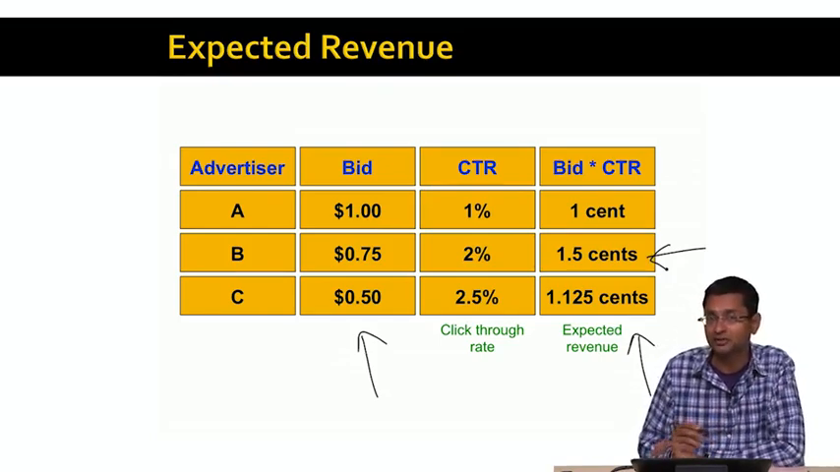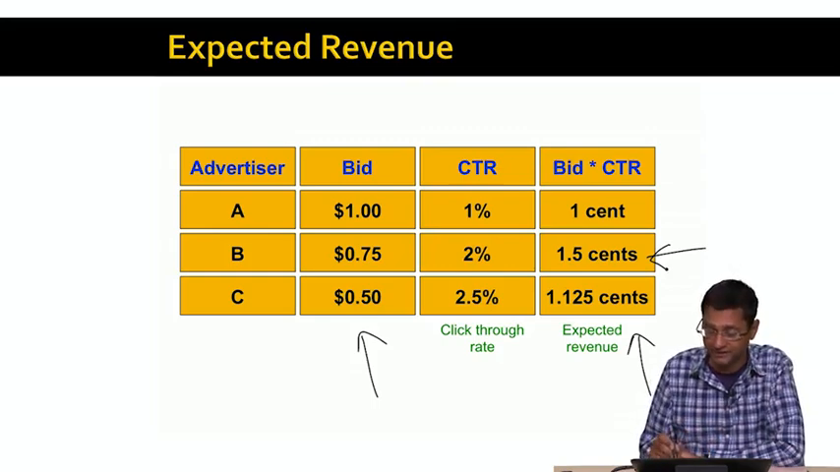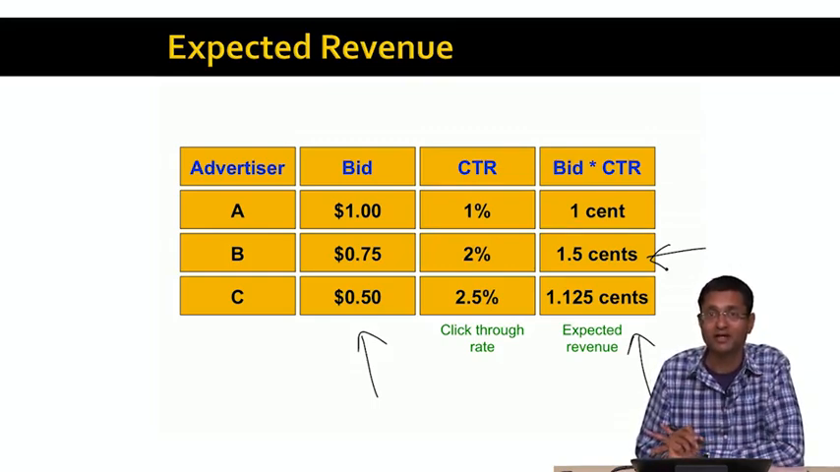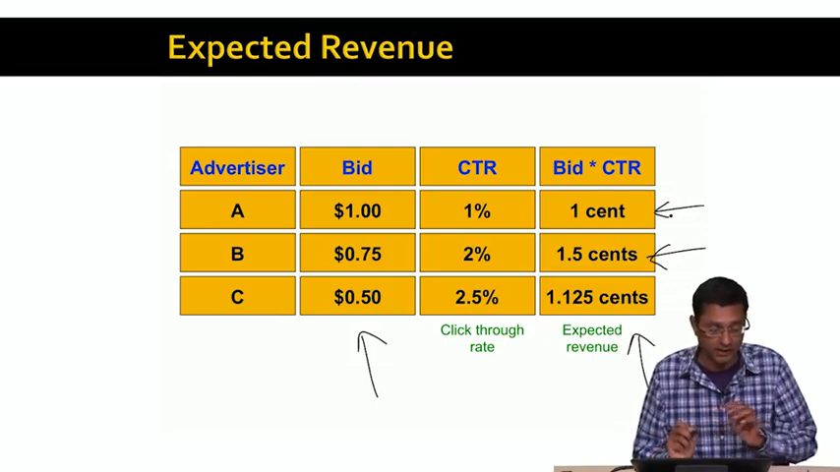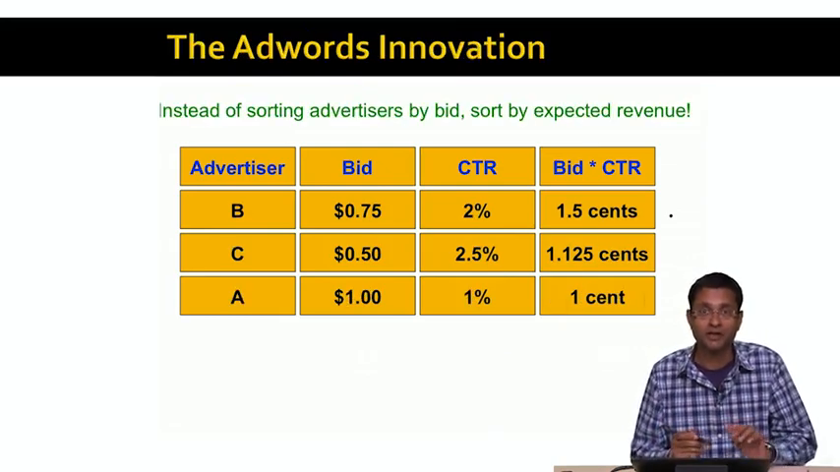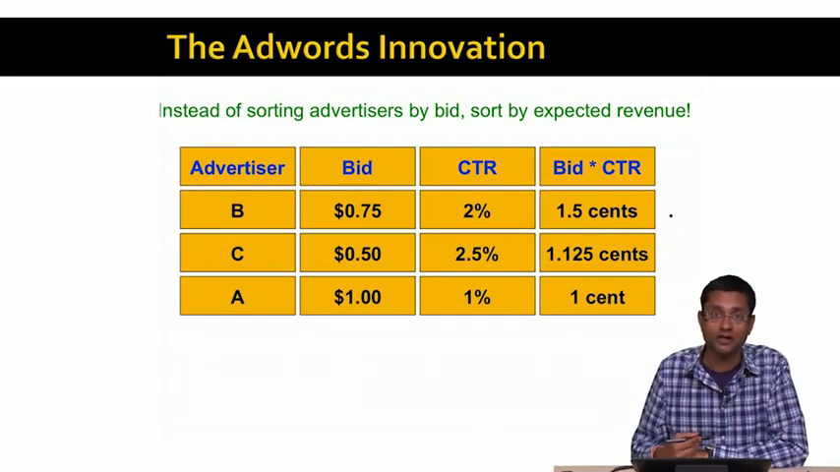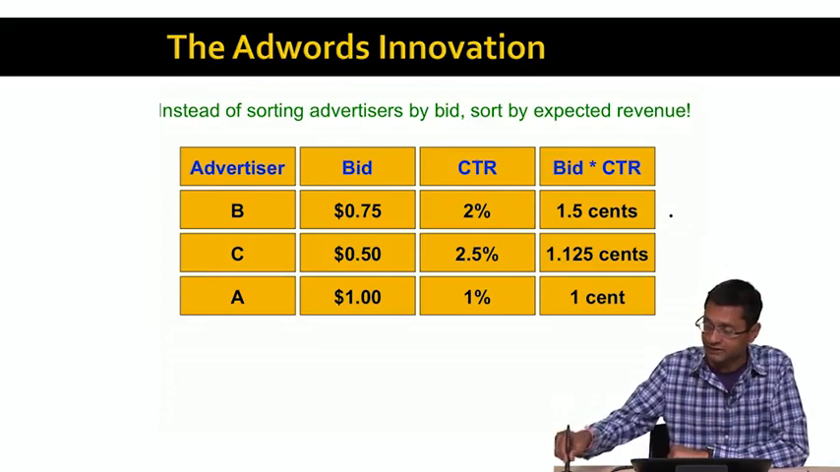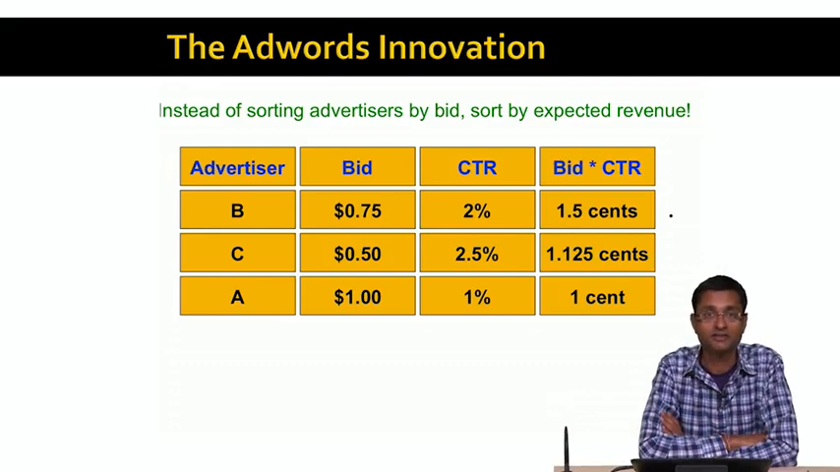ad to show. So if we just had to show one ad, you'd much rather show advertiser B's ad because their expected revenue is 1.5 cents, as opposed to showing advertiser A's ad where the expected revenue is just 1 cent. So in fact, if you sort by expected revenue rather than actual bid amount, you get a different sort order with BCA instead of ABC. And this is, in fact, the AdWords innovation that Google introduced. It turns out that sorting by expected revenue is a very good heuristic, and it works well for the AdWords problem.